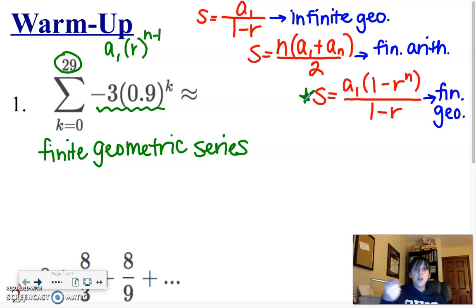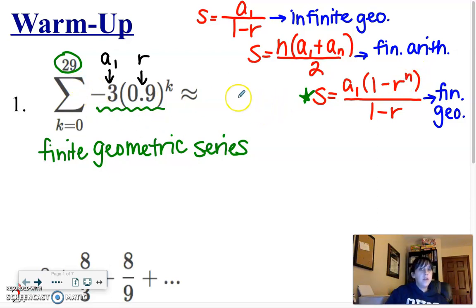Essentially it's the sum of the first 30 terms, because 0 is the starting value. The long way would be to find all 30 terms and add them up. The short way is to use the formula, so we're going to use the formula. In the formula, we need to know three different variables. I see A1, and A1 is located right here, so that's -3. I see R right there. And I see N, and N is going to be the number of terms.